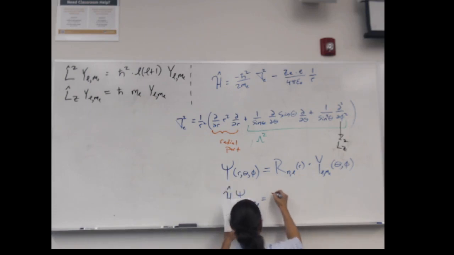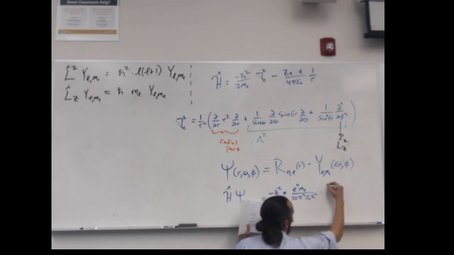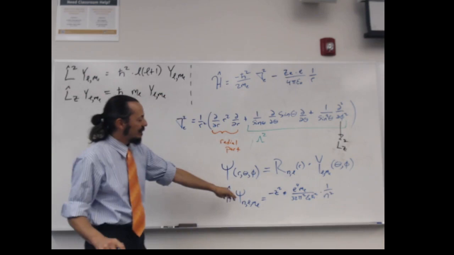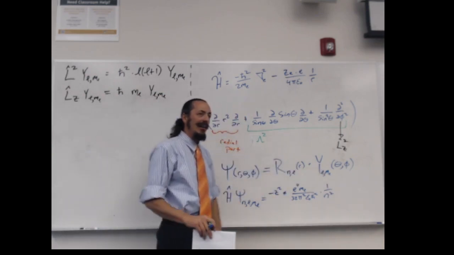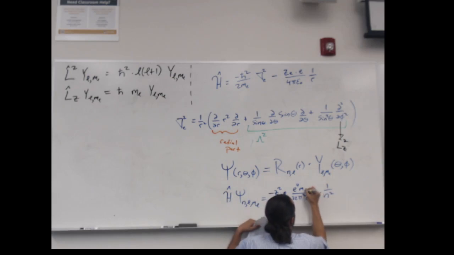That's going to be negative z squared times e to the fourth mass of electron divided by 32 pi squared epsilon naught h bar squared times 1 over n squared. Turns out that there's not any dependence for this energy on L and m sub L yet. Question? Is that ME or ML? That's ME. Sorry, let me write that a little bit more clearly. Mass of electron. Thank you.